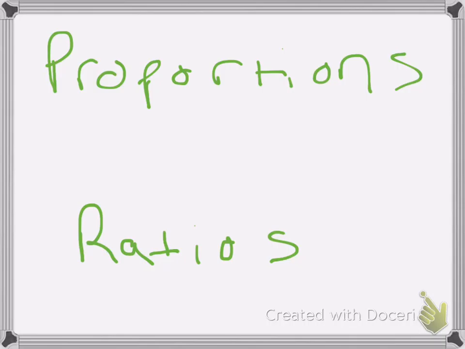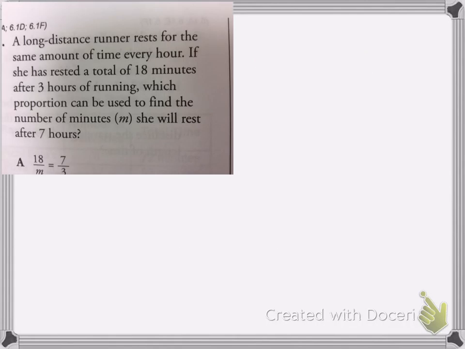Okay, so we're going to watch this video. It's over proportions and ratios. Alright, right here we have a problem. It says a long distance runner rests for the same amount of time every hour. If she rested a total of 18 minutes after 3 hours of running, which proportion can be used to find the number of minutes she will rest after 7 hours?